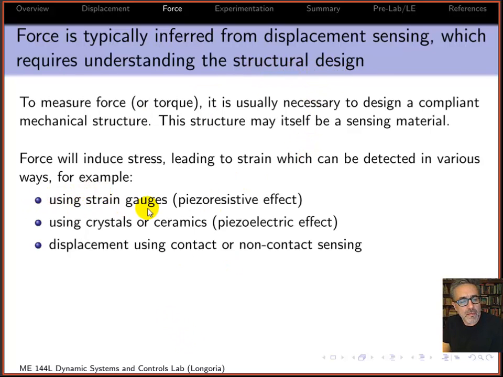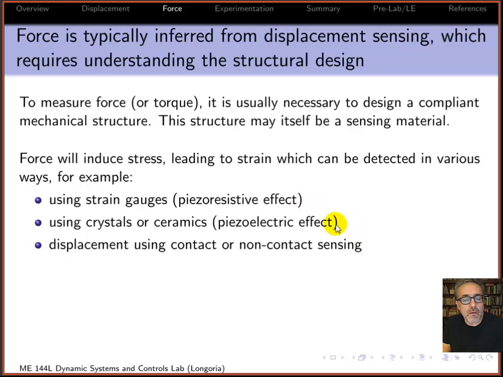As I mentioned, strain gauges use a piezo-resistive effect. You can also use, there's a lot of force sensors out there that use piezoelectric elements. These are crystals or ceramics. There's a big difference between these two. And there's also some sensors that can use contact or not. There's actually force sensors that have LVDTs embedded in them. So they use an LVDT to measure the displacement, and with a spring can infer force.